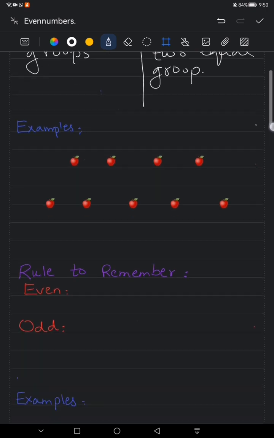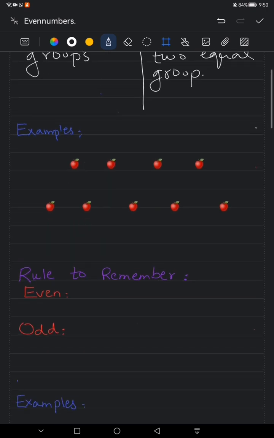For example, if I have 4 apples and I have to give half to one of my friends, I have to share the apples equally with my friend. I'm going to divide them into groups of 2. So they can be easily divided into groups of 2.